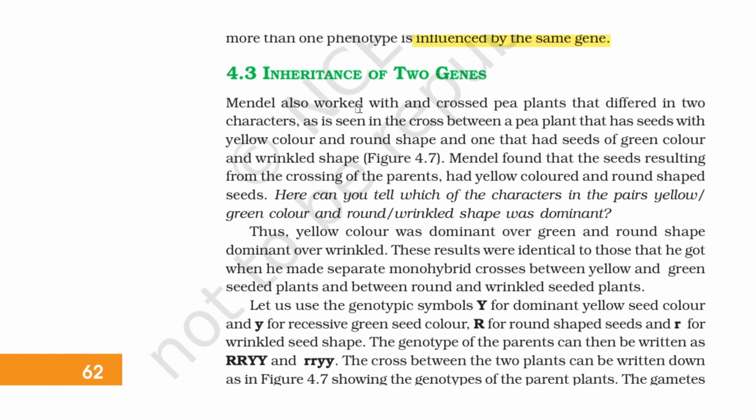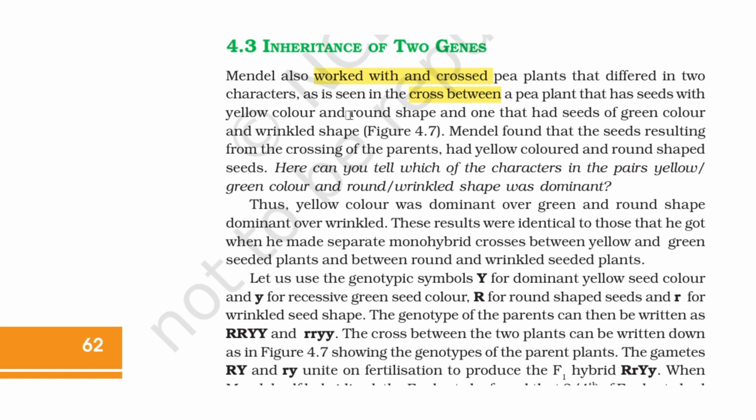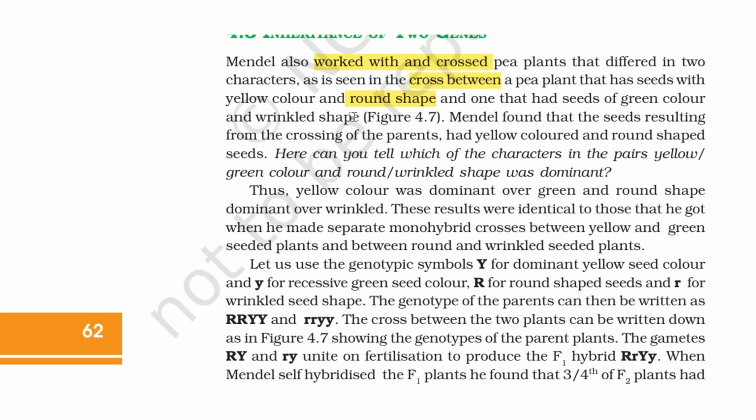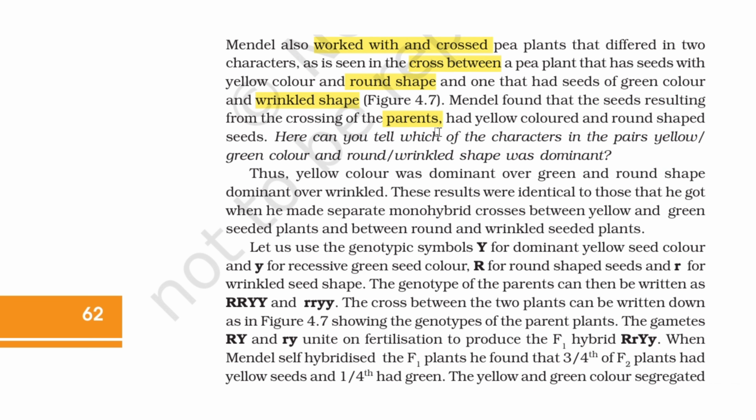Inheritance of two genes. Mendel also worked with and crossed pea plants that differed in two characters, as is seen in the cross between a pea plant that has seeds with yellow color and round shape and one that had seeds of green color and wrinkled shape, figure 4.7. Mendel found that the seeds resulting from the crossing of the parents had yellow-colored and round-shaped seeds.